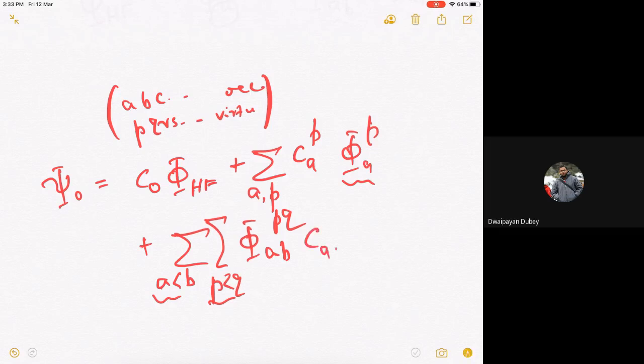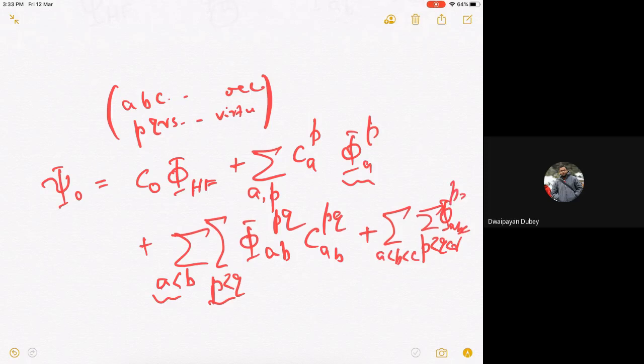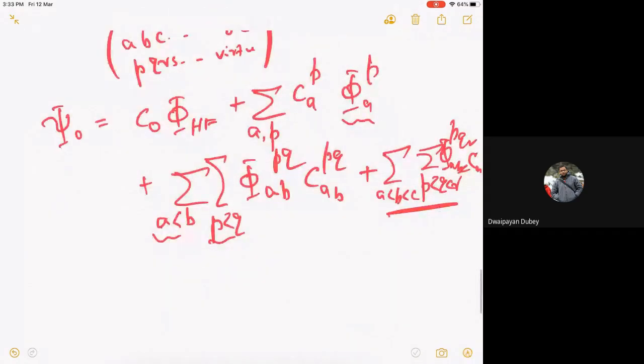Multiplied by C, A, B, P, Q. And then you write A, B, C. So A less than B less than C, P less than Q less than R, phi A, B, C, P, Q, R, multiplying by the corresponding coefficient, and so on. You can keep writing. That's not important. Let me analyze up to this point.